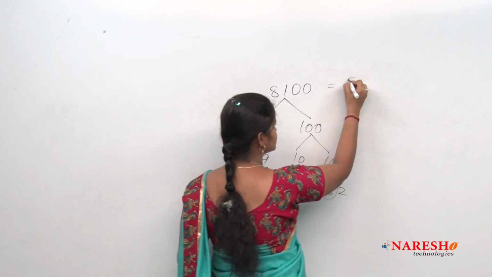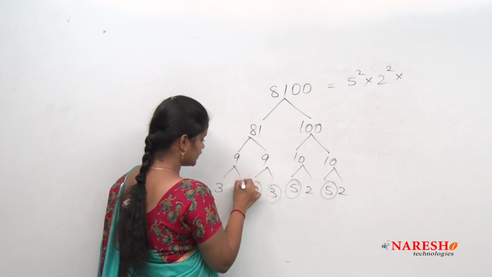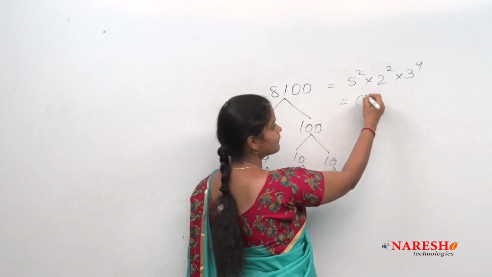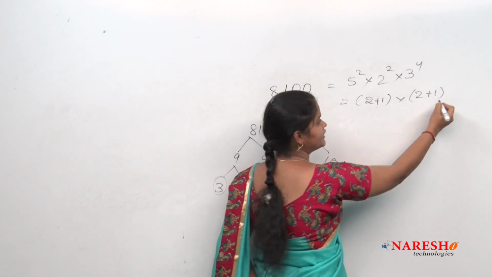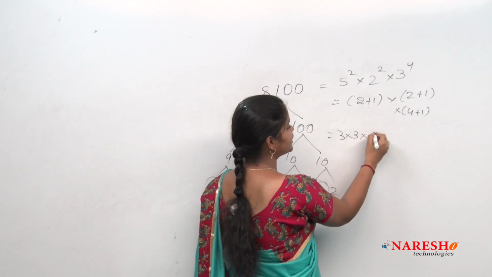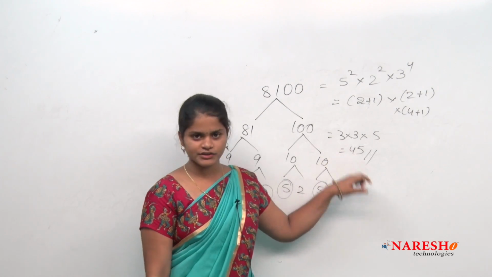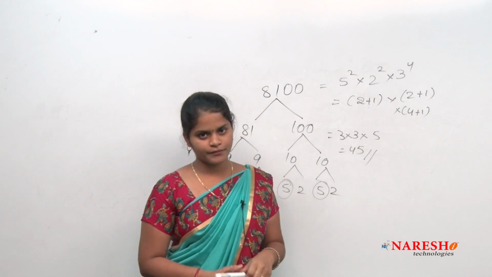5 square into 2 square into 3 to the power of 4. So it will be power plus 1 into next power plus 1 into next power plus 1. So what is the answer? 3 into 3 into 5, 45. Okay, so 45 is your answer. So how many factors are there for number 8100? 45. This is how we will find factors for a number. Okay, so now factors is done.